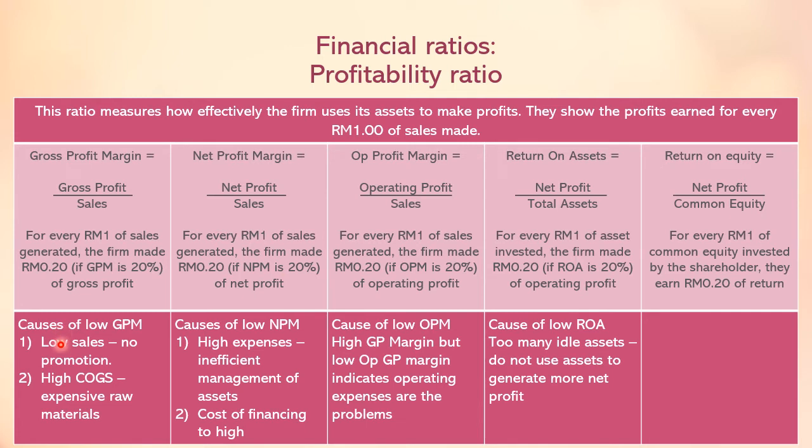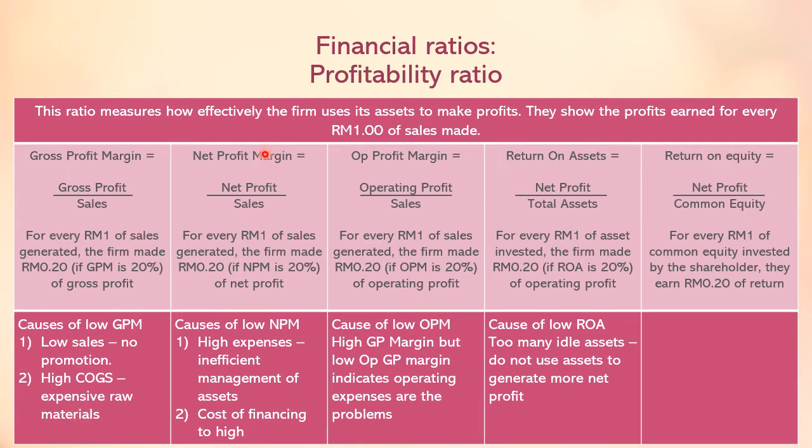So why do you have a low GPM? First of all, due to low sales: no promotion, no trade discount, nothing you do to encourage your sales. And you may have a high cost of goods sold or cost of sales, due to maybe expensive raw material, right?